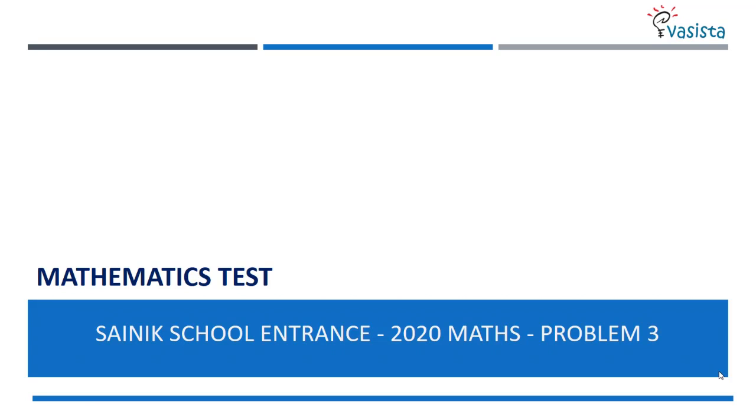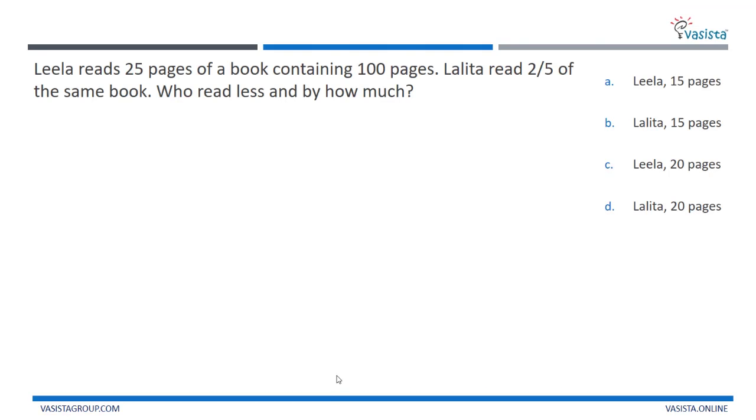Okay, let me go with problem number 3. This was asked in the 2020 Sainik School entrance examination. Let me start with this. Leela reads 25 pages of a book containing 100 pages. Lalita read 2/5 of the same book. Who read less and by how much?